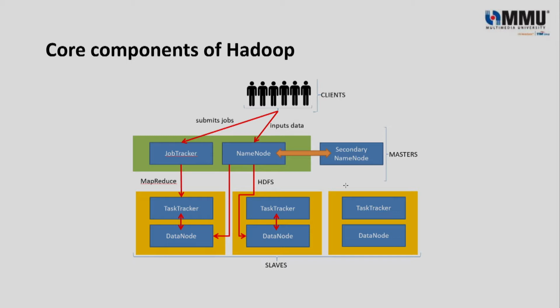If you take a look at this figure, you can see that the clients will submit jobs to the masters, the name nodes in this case, and then the masters will distribute the job over to the slaves, or the worker nodes. The processing framework is called MapReduce, and the storage is called HDFS, the Hadoop Distributed File System.